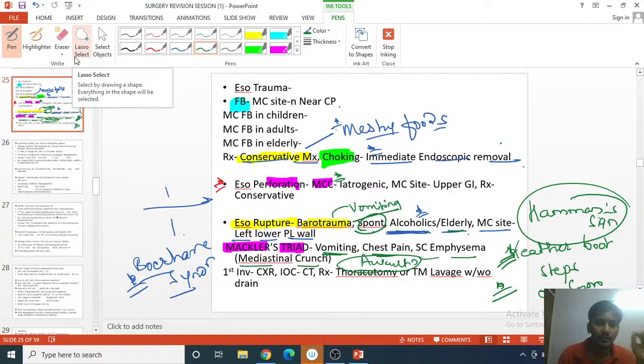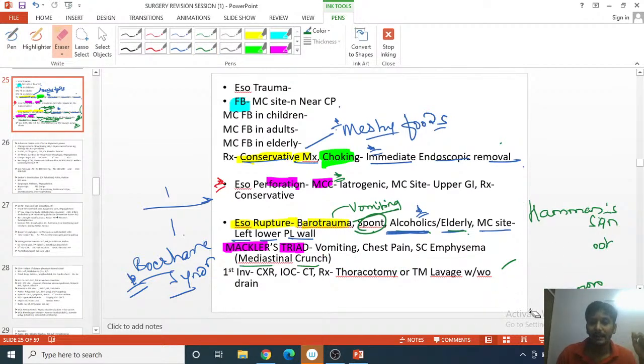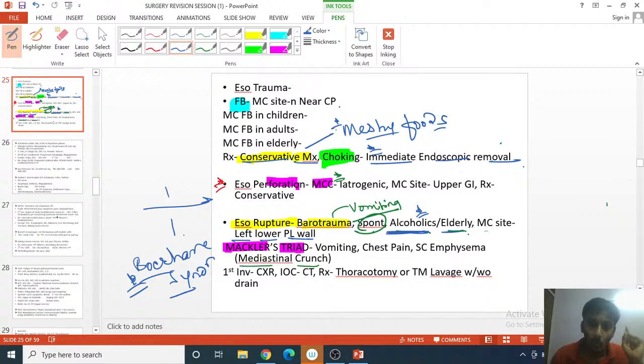Okay, this is the third component of the Mackler triad, which is due to subcutaneous emphysema. Please remember. So the three things of the Mackler triad: first is vomiting episode, second is chest pain, and third is subcutaneous emphysema. And it is suspected by which sign? Hammond's sign. Then what will be the first investigation? First of all, obviously you will perform a chest X-ray.